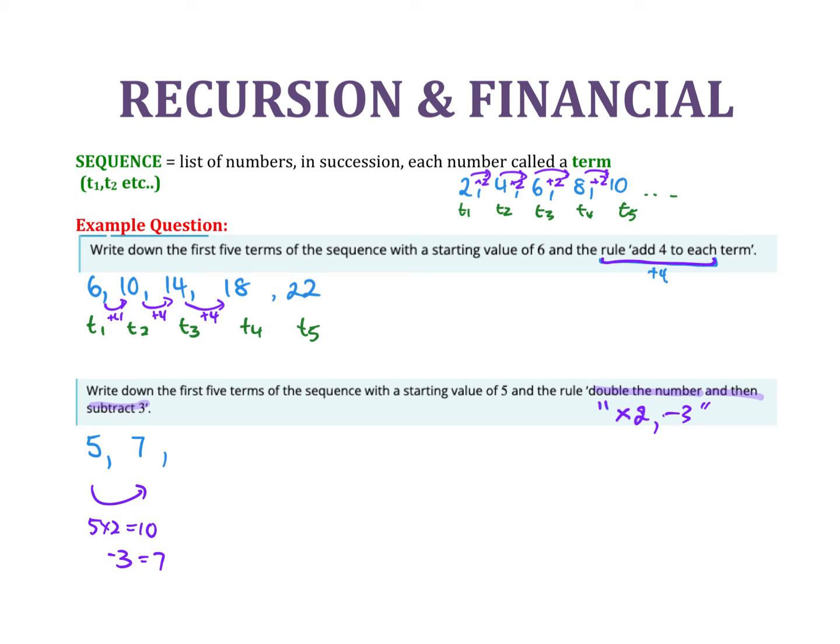So what would the next one be? 7 times 2 is 14, minus 3 is 11. What about the next ones? 11 times 2 is 22, minus 3 is 19. And one more: 19 times 2 would be 38, minus 3 is 35. Good. So just double check you got T1, T2, T3, T4, T5. Okay, so there's our 5 terms.